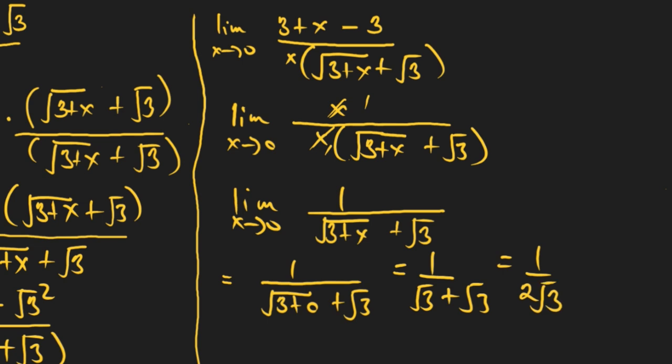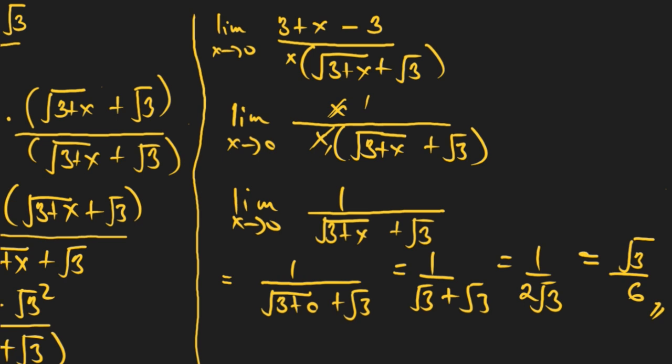You can leave this as your answer, or you can further rationalize this by multiplying both the numerator and denominator by root 3, so that your final answer becomes root 3 over 6. So this becomes your final answer.